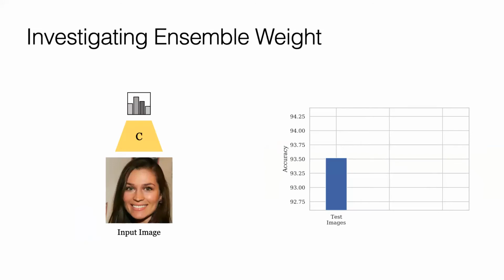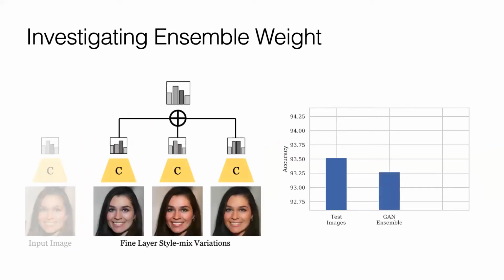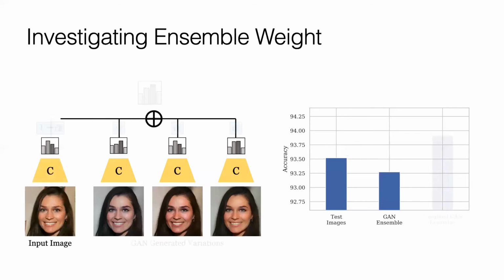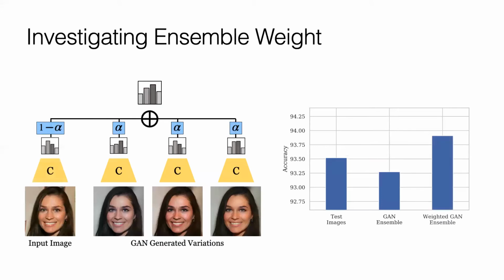For quantitative comparisons, we first measure the standard test accuracy of a trained classifier. However, when we project the input image through the GAN and ensemble the GAN-generated variants, we found that in some cases, it can actually do worse compared to classifying the image itself due to imperfections in GAN reconstructions. So we use a soft weighting to balance between the original image and the GAN variants. We find that an intermediate weight often does better than either extreme.